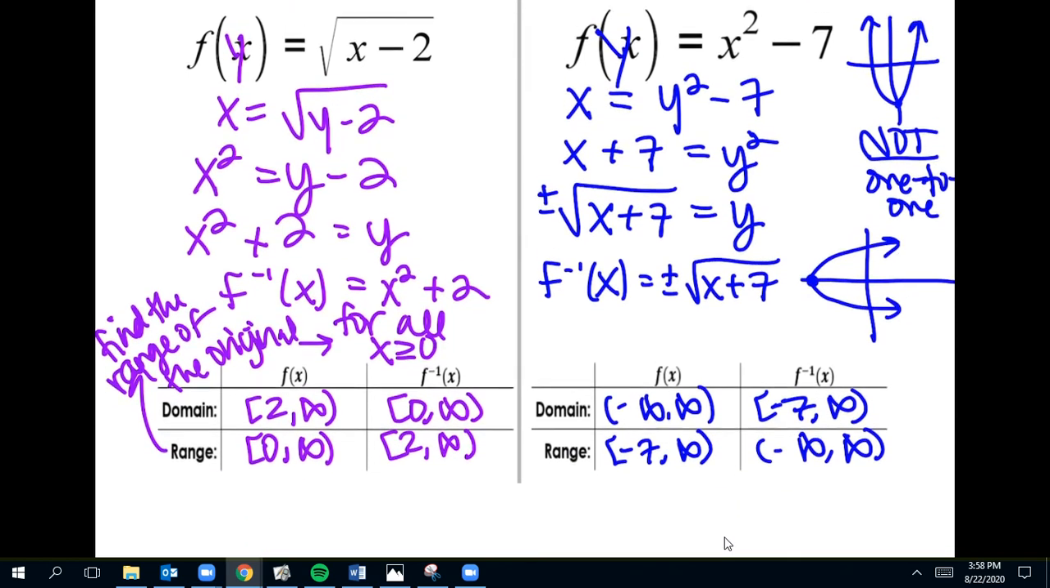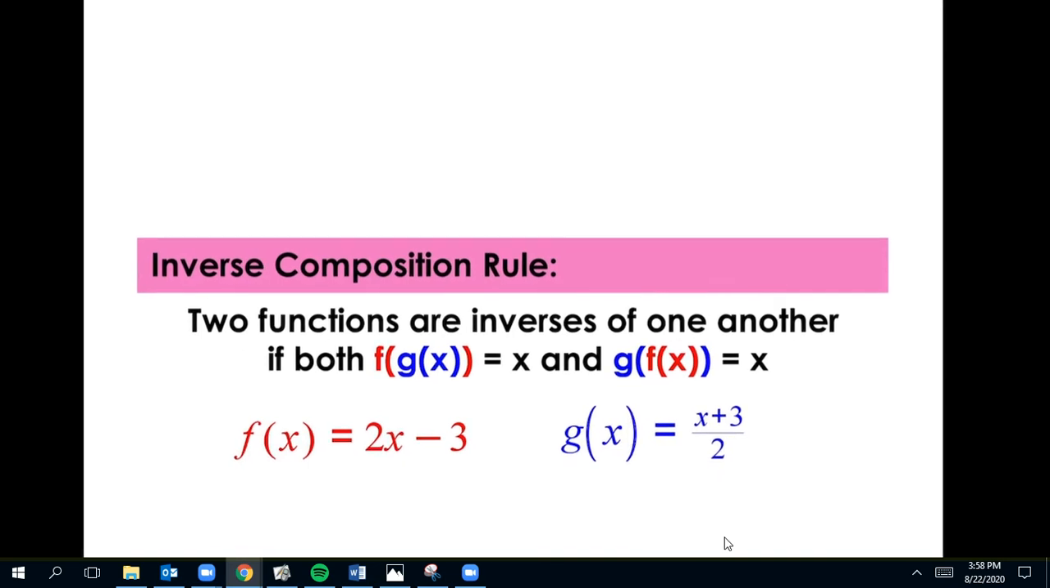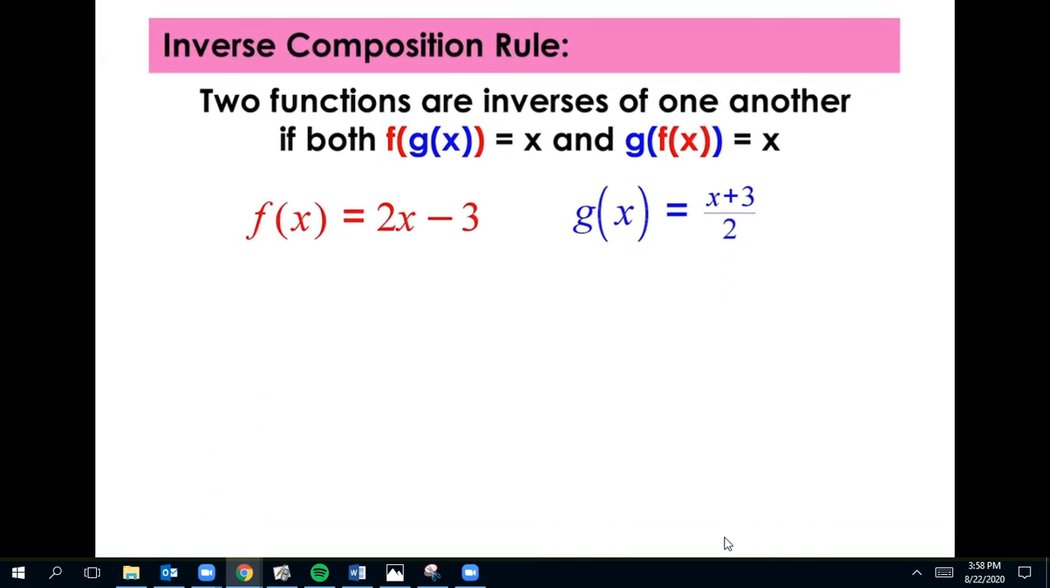All right, we are almost done. We are just going to do a little connection to the compositions that we've been learning. One way to determine if two functions are inverses of each other is to look at the compositions of each other. So we have f of x and g of x. We're going to do f of g of x and then g of f of x, the compositions of each other, and then they should equal just x by itself. If they both equal x, then they are inverses of one another. So we're going to start with f of g of x.